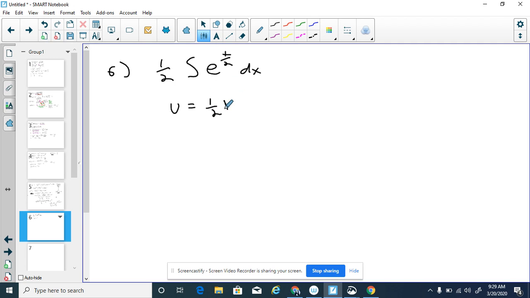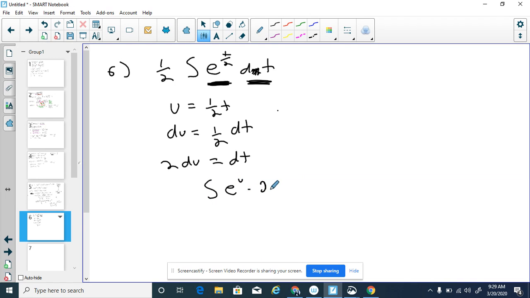I'll write that as a half t instead of t over 2. Immediately compute du. The derivative of that would be 1/2. So du would be 1/2 dt. And now you just basically say, hey, I don't see a half dt, right? I see dt. So this is an equation. Just multiply both sides by 2, and you get this. And now you can replace this dt with 2 du. And this is simply e to the u. So I'd have the integral of e to the u and then 2 du.